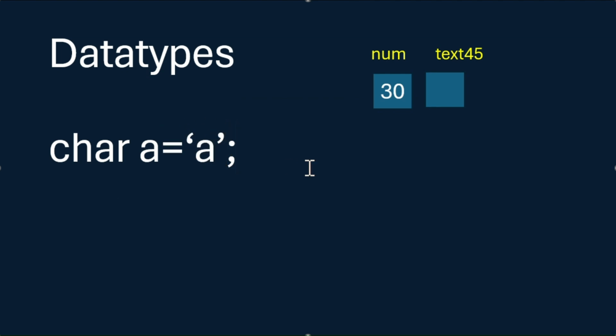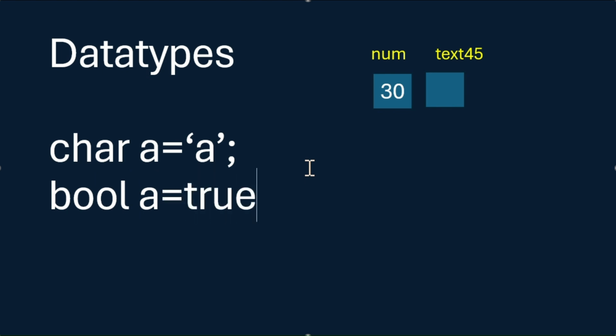One more data type is called bool, and this bool is used to store, we'll use a variable a equal to true. Bool is a short form for boolean, that is, it is going to store the values true or false.